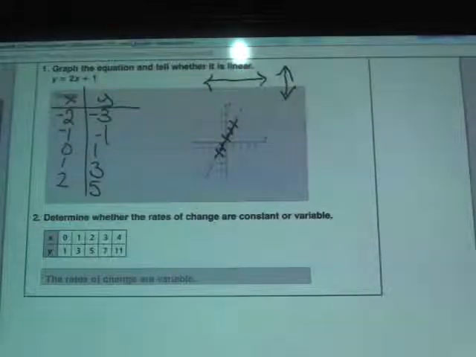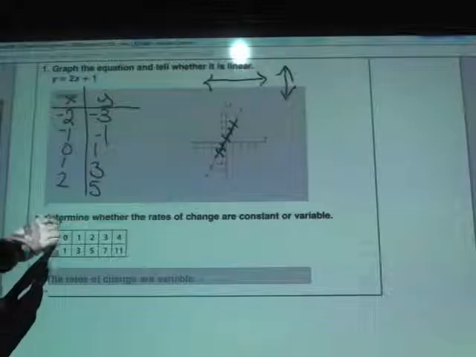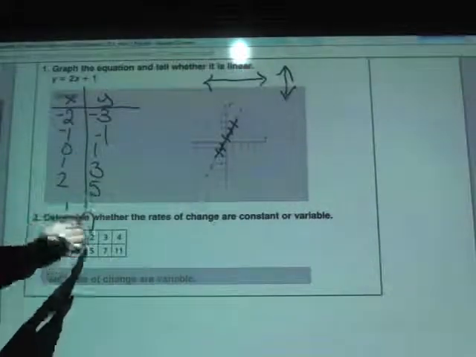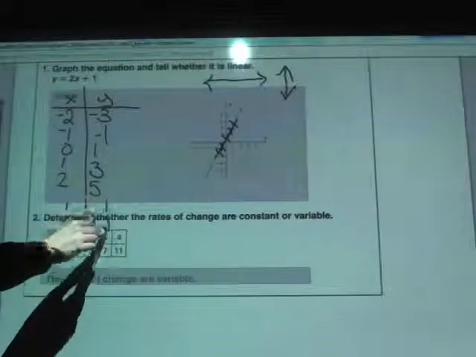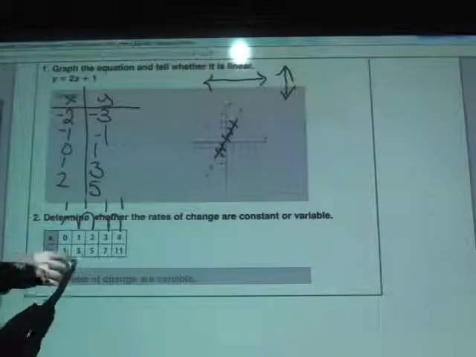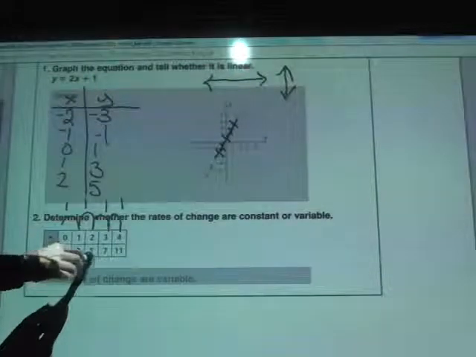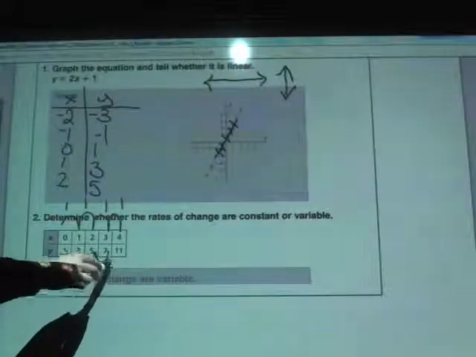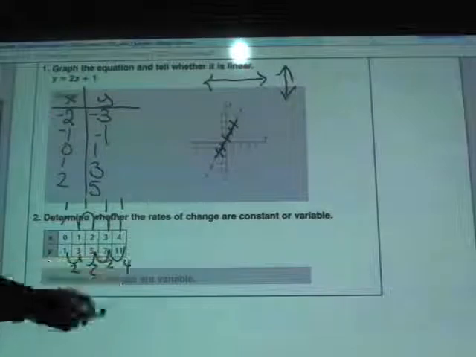Final question there is asking me to determine whether the rates of change are constant or variable. So let's go ahead and calculate out our changes here. To go from 0 to 1 is a change of 1. From 1 to 2 is a change of 1. From 2 to 3 is a change of 1. From 3 to 4 is a change of 1. That was easy. Taking a look at the y numbers, to go from 1 to 3 is a change of 2. 3 to 5 is a change of 2. 5 to 7 is a change of 2. 7 to 11 is a change of 4.